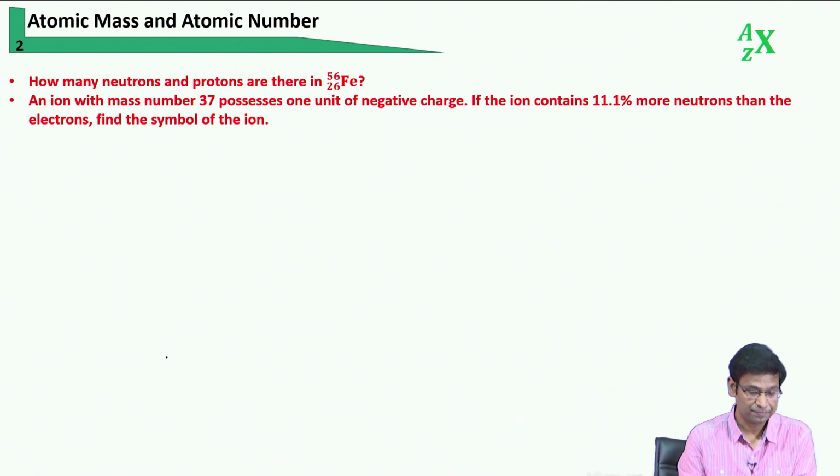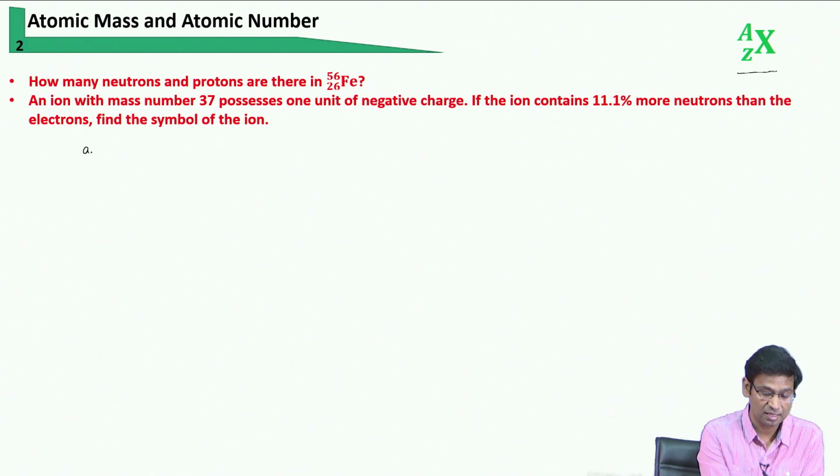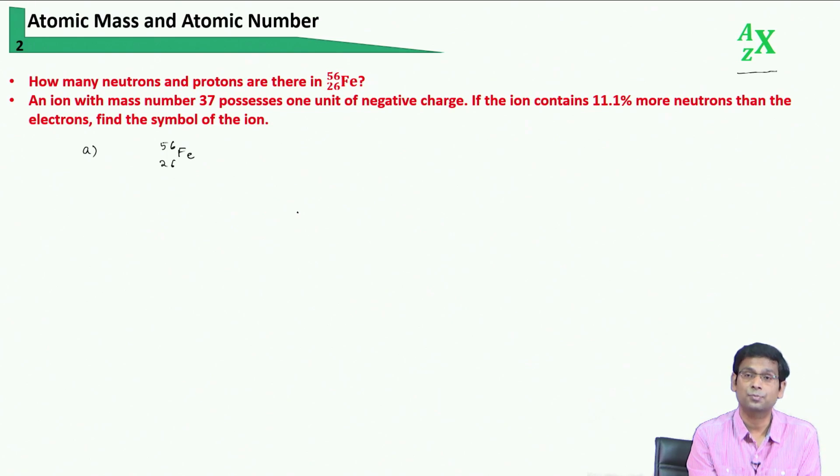The next question concerns the atomic mass and atomic number. When we were discussing this chapter, we represented an atom in this particular form, where X is the symbol of the atom, Z is its number of protons, the atomic number, and A is its atomic mass or mass number. The first bit asks: the atom that we have is 26-56, find out how many neutrons and protons are there.